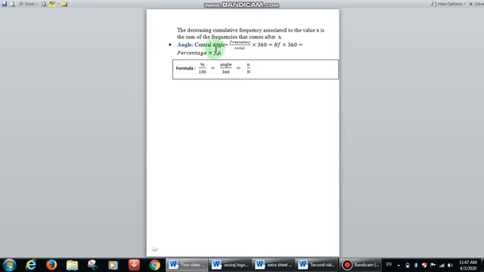For the central angle, it is frequency over total times 360, or we can use relative frequency times 360, or the percentage, you can multiply it by 3.6 to get the central angle. You can use this formula in order to find any of the percentage, central angle, or relative frequency. Percentage over 100 equals angle over 360 equals frequency over the total.